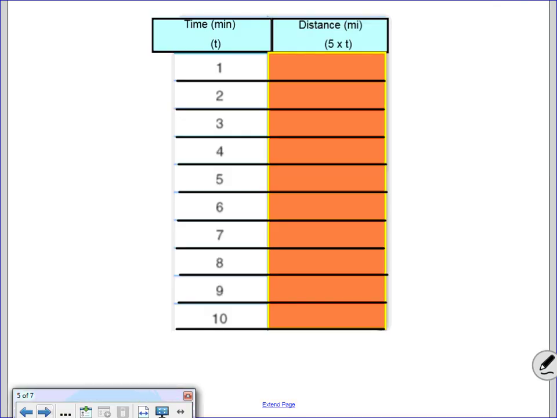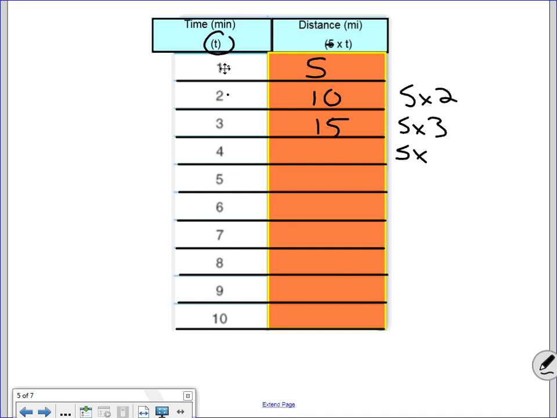You're going to have to be putting this knowledge into a table tomorrow. So T is time. So 1 minute, 2 minutes, 3 minutes, 4 minutes, 5 minutes. And we're going 5 miles per minute. So T is 1. 5 times 1 is 5. 5 times 2. Remember, this equals 2 here, so this right here is going to be 5 times 2, which would be 10. This is 5 times 3, which is 15.